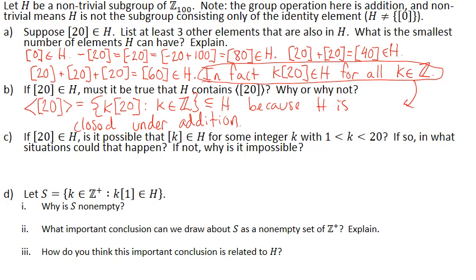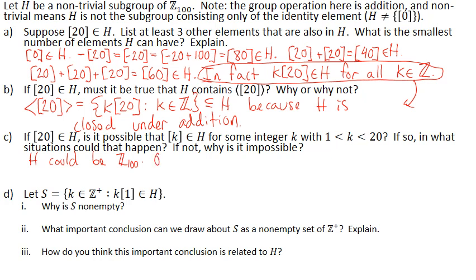Okay, so if [20] is in H, is it possible that [k] is in H for some integer k with 1 less than k and k less than 20? If so, in which situations could that happen? If not, why is it impossible? Well, this is definitely possible. I mean, H could be the entirety of Z100, in which case all of those numbers would be in there, because every group is a subgroup of itself.